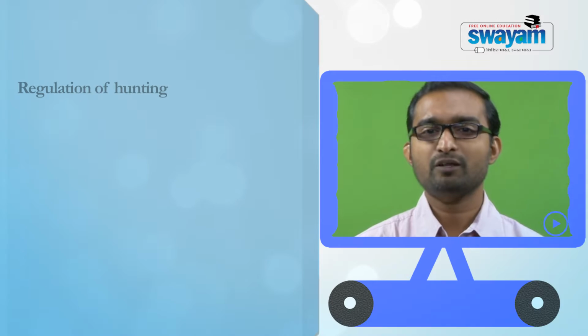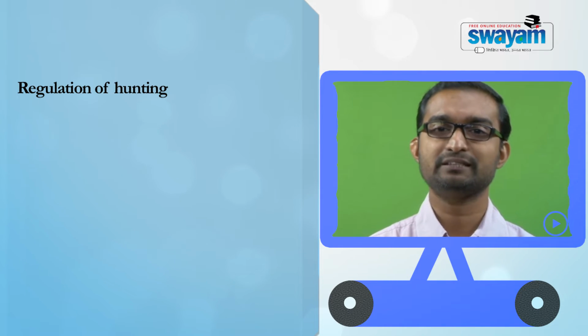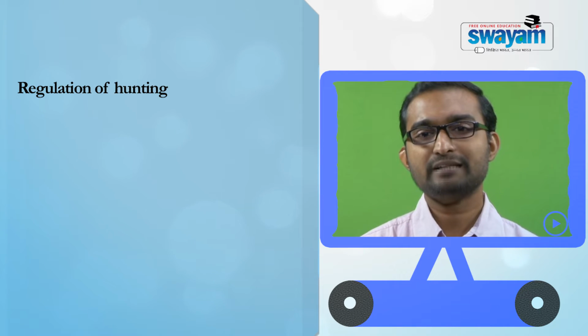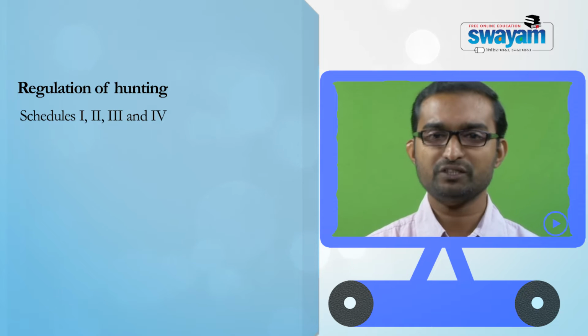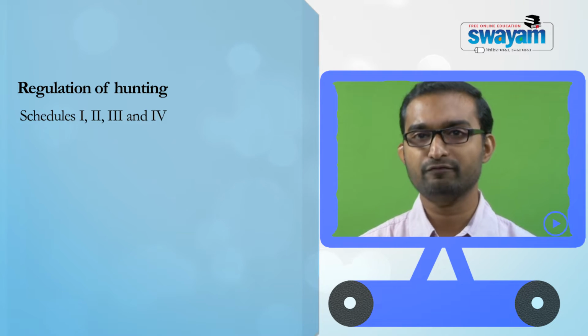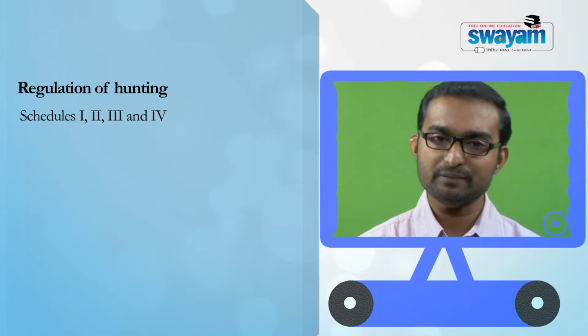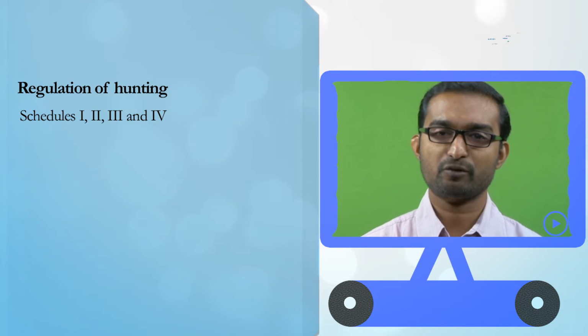So first, this regulation of hunting. What are the major provisions, or what is the nature of the provisions that regulate hunting in India? Because the Wildlife Protection Act 1972 follows a schedule system. It contains 4 schedules, schedules 1, 2, 3 and 4, and several wildlife species are included in these schedules according to the nature of protection they demand.